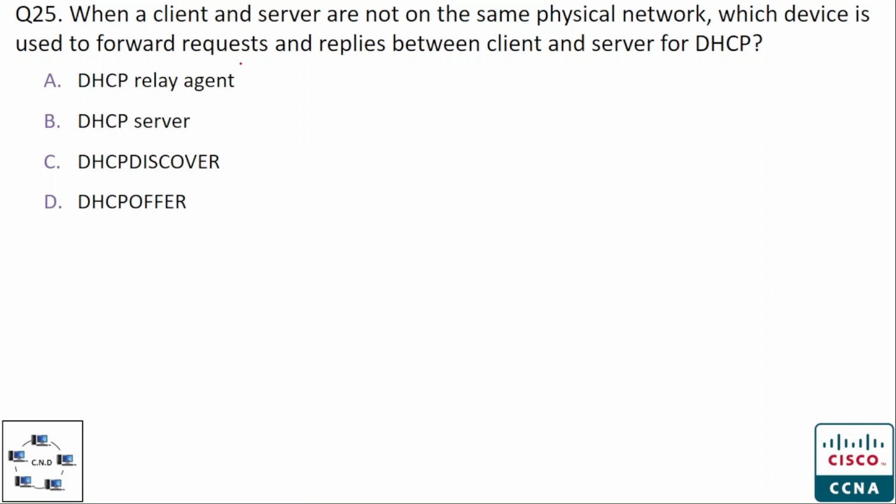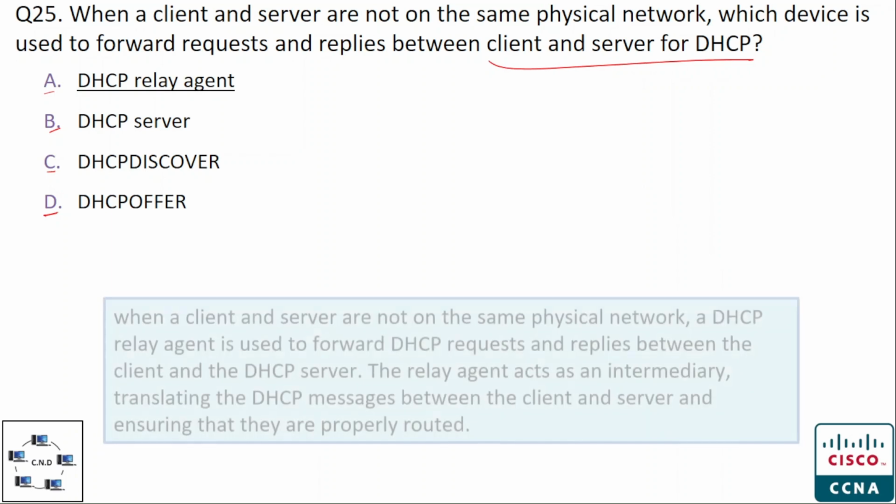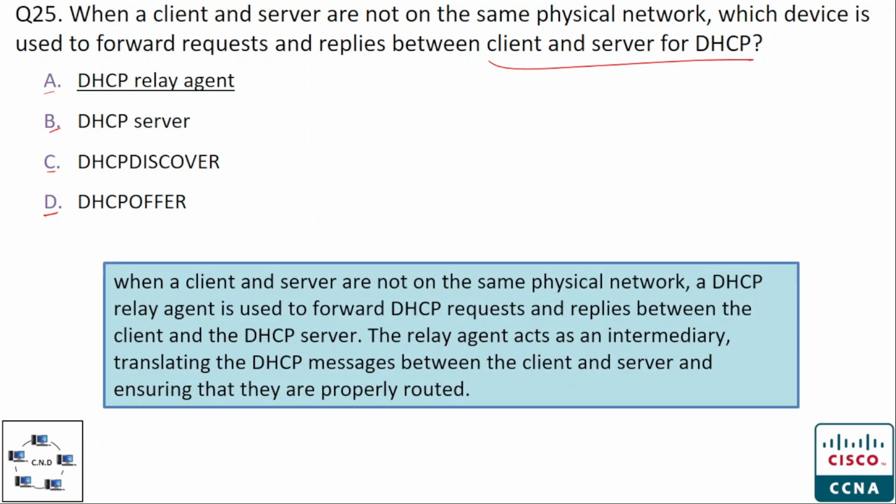Question number 25. When a client and server are not on the same physical network, which device is used to forward requests and replies between client and server for DHCP? That is Dynamic Host Configuration Protocol. And the options are option A DHCP Relay Agent, option B DHCP Server, option C DHCP Discover, and option D DHCP Hopper. And the correct option is option A DHCP Relay Agent.